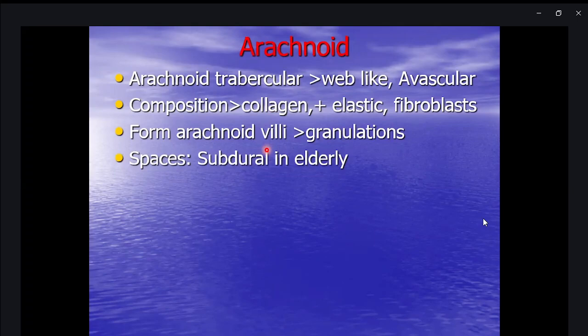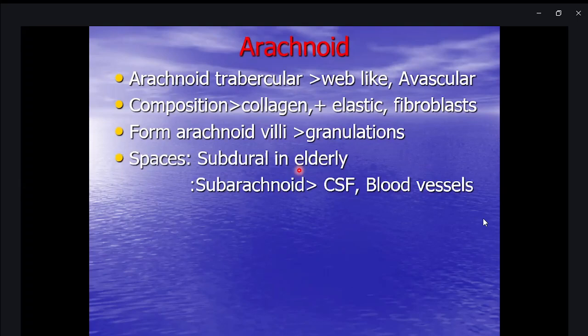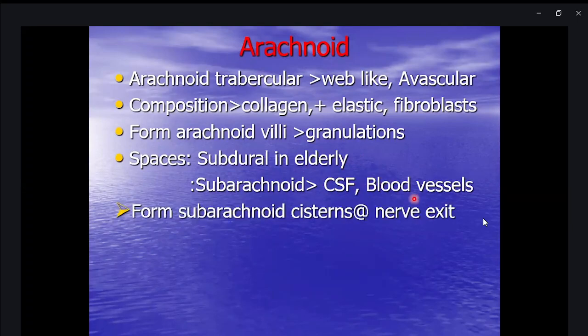Below the dura, we have subdural areas, and sometimes we have injuries in these areas. Below the arachnoid is the subarachnoid space. This contains CSF and also blood vessels. Because it contains CSF and blood vessels, with any damage in this area, you'll be able to detect blood if you do a lumbar puncture.